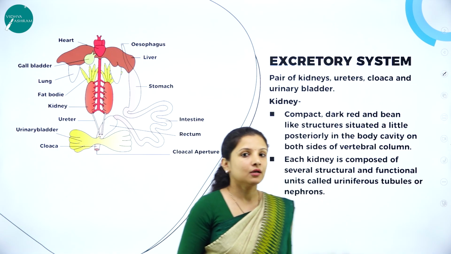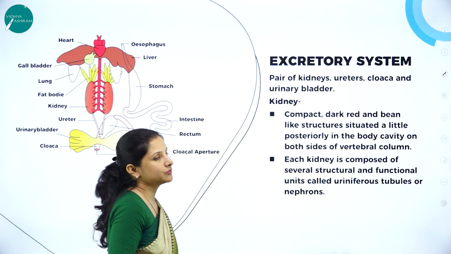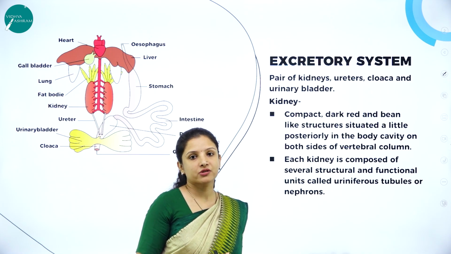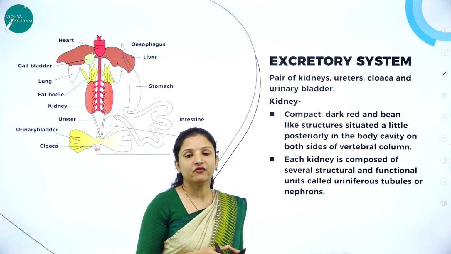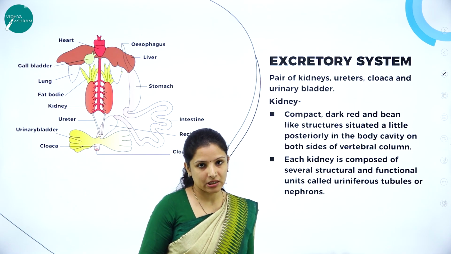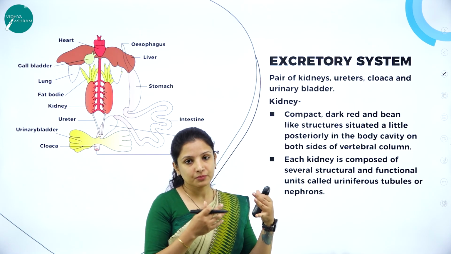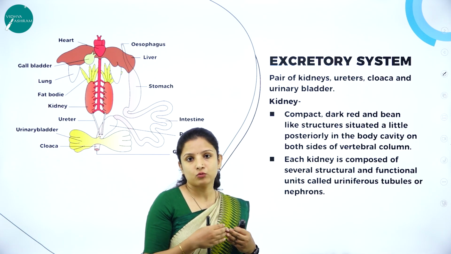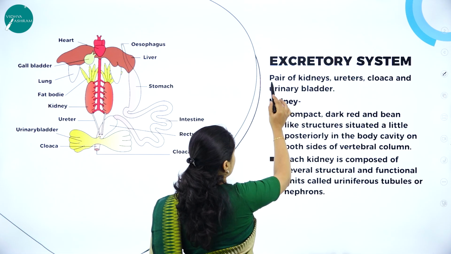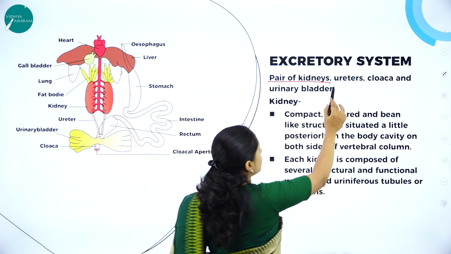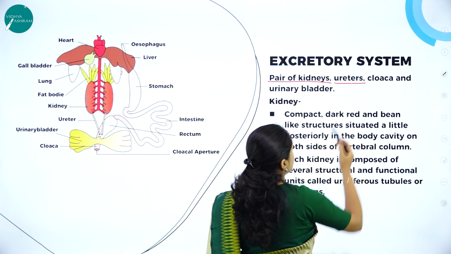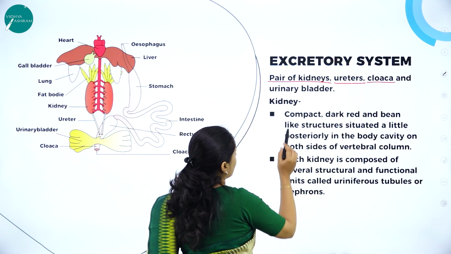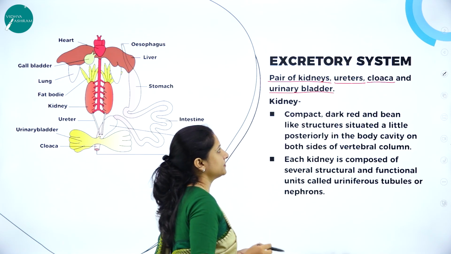So to begin with, what is the excretory system? The excretory system is the organs of the frog which participate in the process of eliminating the waste materials from the frog's body. During the elimination of waste materials, a lot of organs are involved. What are those? They are a pair of kidneys, that is two kidneys, then the ureters which are connected to the kidney, then the ureter connected to the cloaca, and then the urinary bladder.